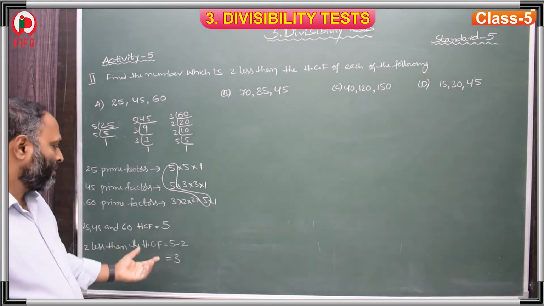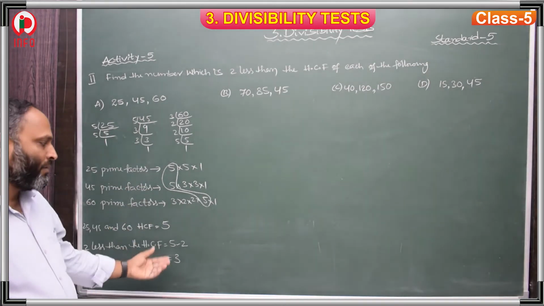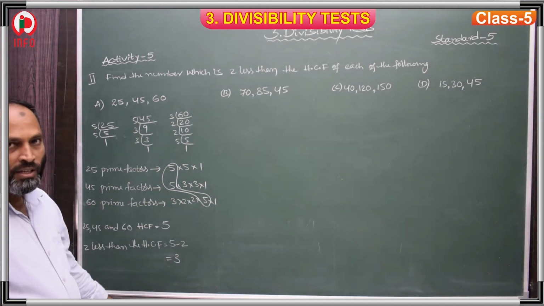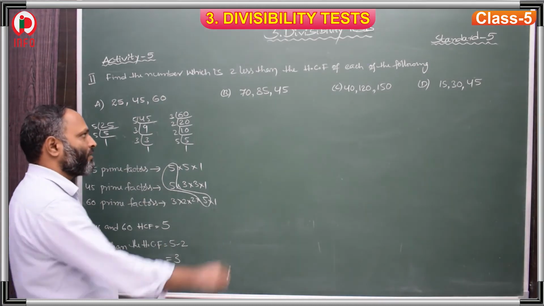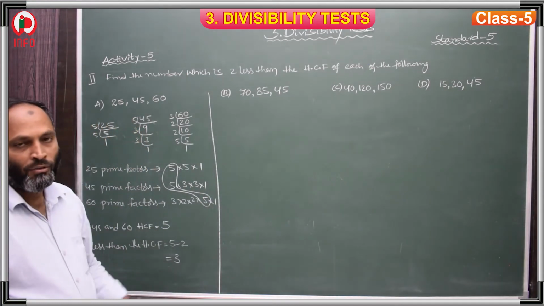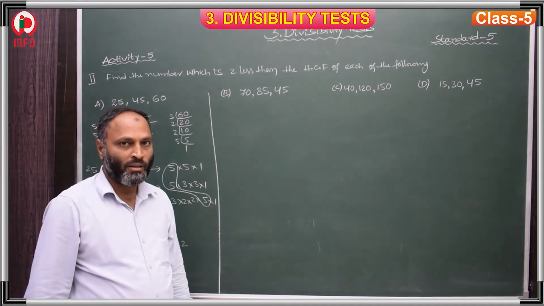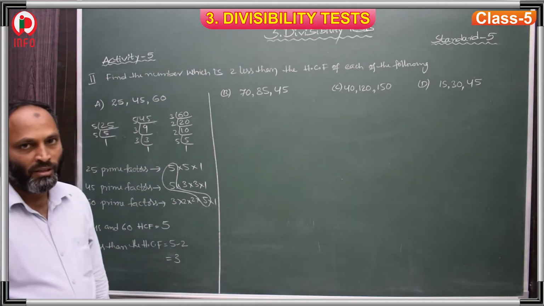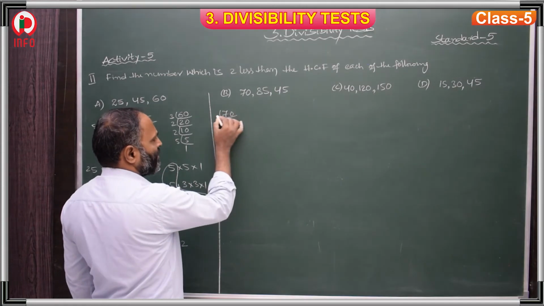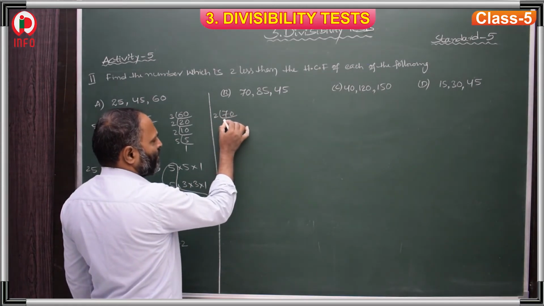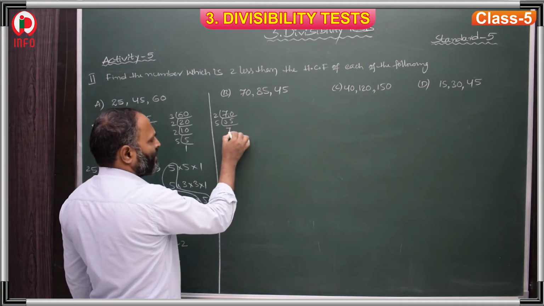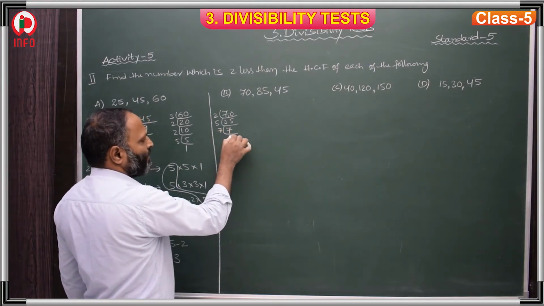First we have to find the HCF. After finding the HCF, 2 less than the HCF of each of the following he has given. 2 less than means we have to subtract 2. This is using the prime factorization method. Before we did using the factorization method, this is the prime factorization method. Then 70 prime factors. First 2 35s are 70, 5 7s are 35, 7 1s are 7.